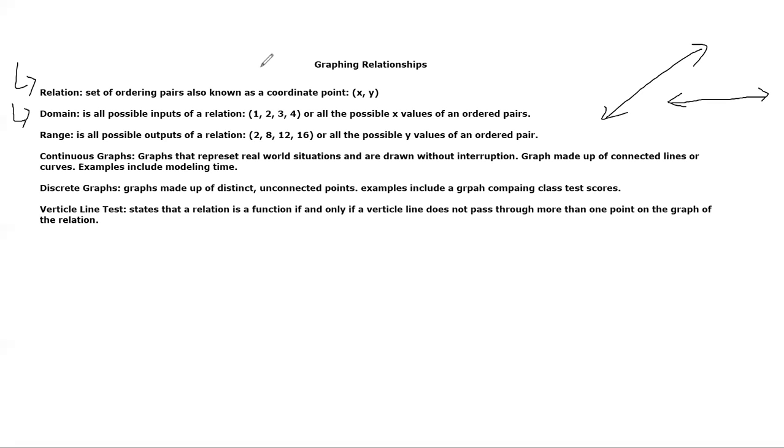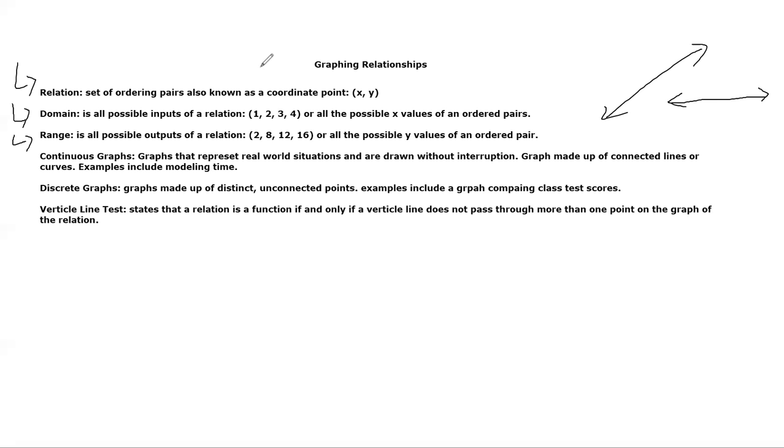Domain. Domain is all possible inputs of a relation. I have here an example, 1, 2, 3, and 4. These are all possible x values of the ordered pairs. Again, if you're having trouble visualizing this, I'm going to put an example down here. But just for now, write them down and it'll make sense in a bit. Range is all possible outputs of a relation, 2, 8, 12, 16, or all possible y values of an ordered pair.